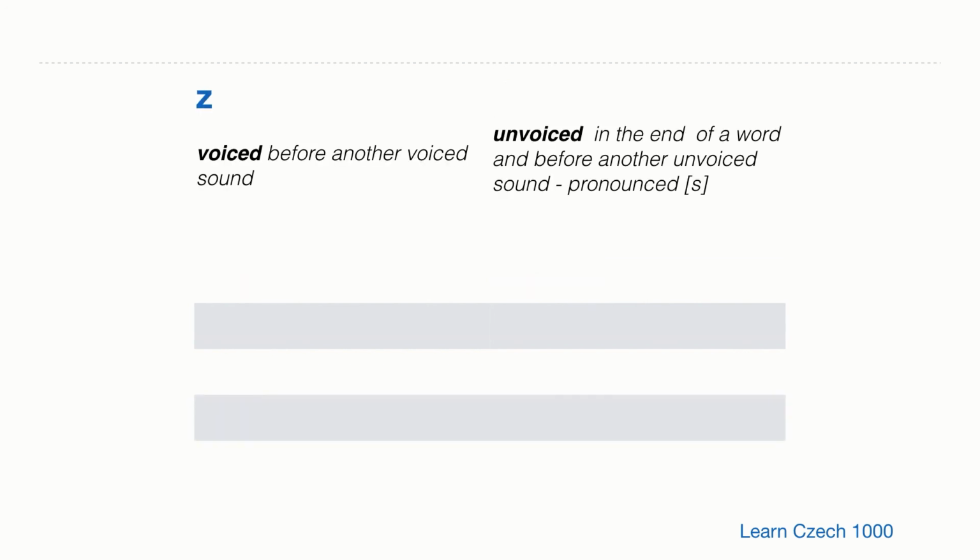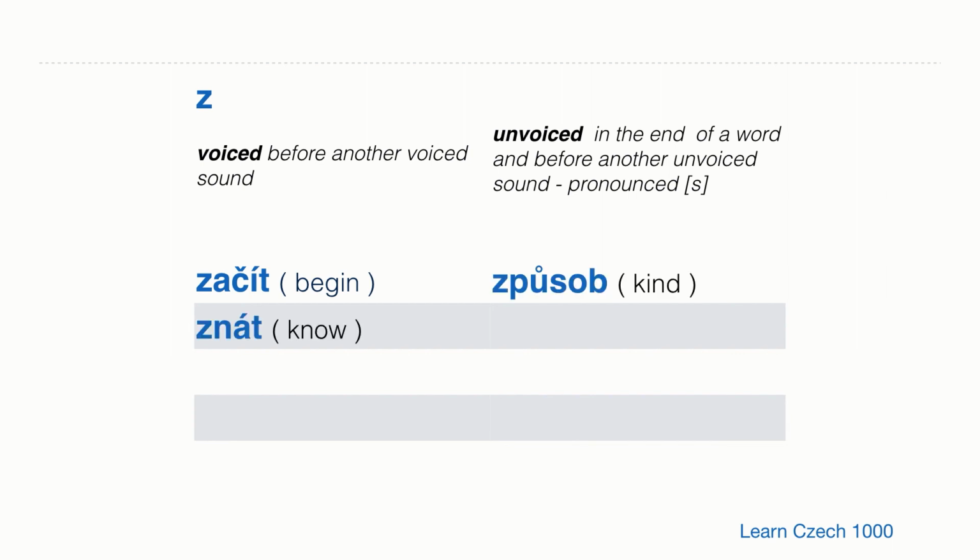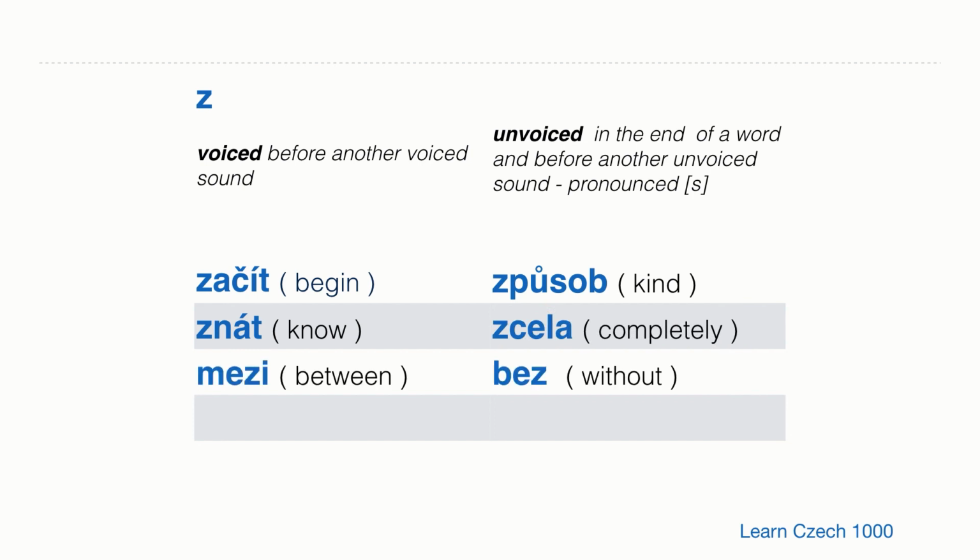The next letter is Z. We have a voiced pronunciation when it sounds like Z, and an unvoiced way of pronunciation when it sounds more like S. Examples: začít, způsob, znát, zcela, mezi, bez, různý, obraz.